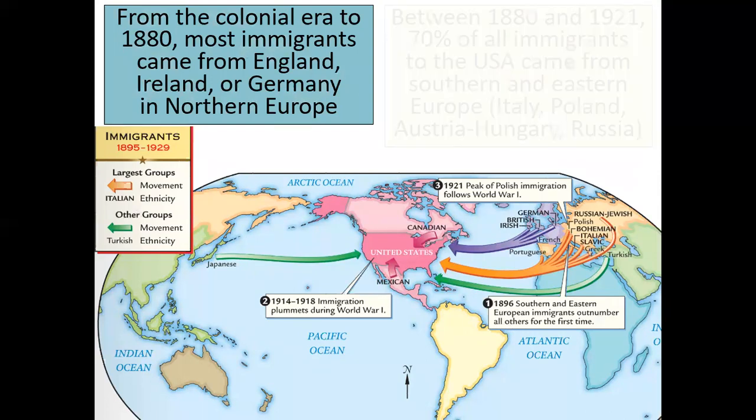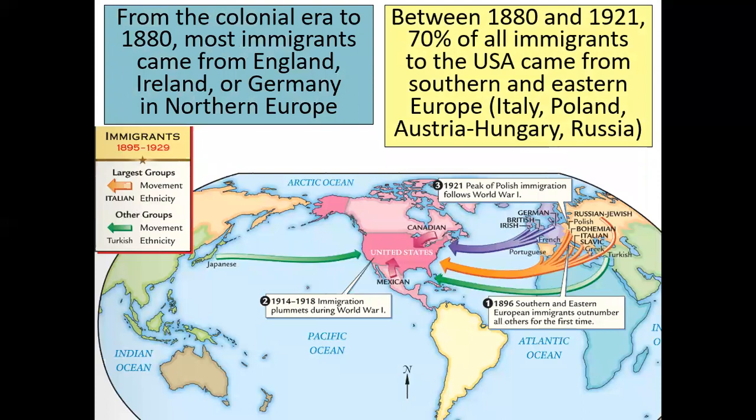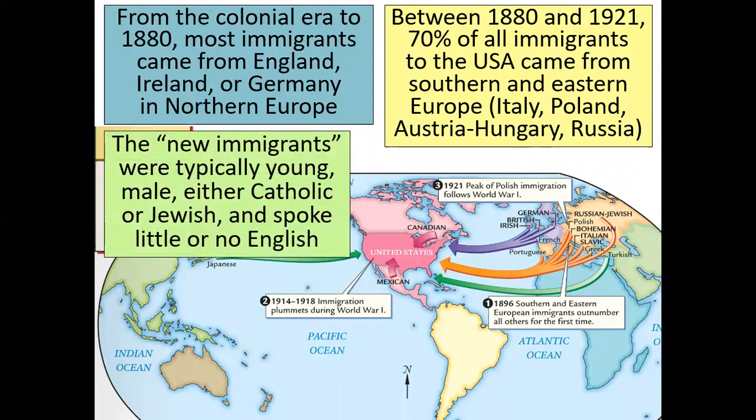Now, like I said, during the latter half of the 19th century and the early 20th century, 70% of the immigrants went to the United States and came from Southern and Eastern Europe. I would probably put a star by those four countries, Italy, Poland, Austria-Hungary, and Russia, because I believe that's going to be on your quiz over this section of notes. I'm going to ask you where these new immigrants, that's what they were nicknamed, were coming from.